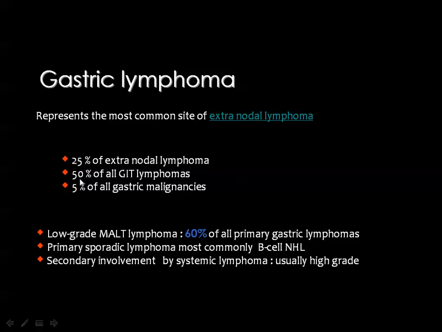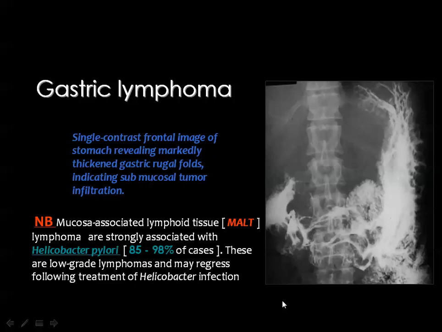Gastric lymphoma represents about 50% of all GIT lymphomas and 5% of all gastric malignancies. The mucosal associated lymphoma, or what's known as the MALT lymphoma, represents about 60% of the primary gastric lymphomas. Then other types will include the sporadic lymphoma, which is commonly of the B-cell, non-Hodgkin type, or secondary involvement by systemic lymphoma, which is usually of the high-grade type.